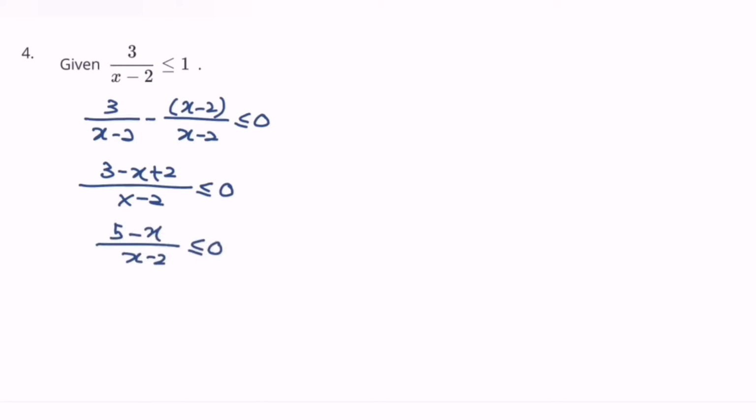Since this is the simplest form, we are going to determine the sign, which is negative. Next is to split the situation. So 5 minus x greater than or equal to 0, x minus 2 greater than 0. So do remember, do not equate the denominator. Next, x less than or equal to 5, and x greater than 2.